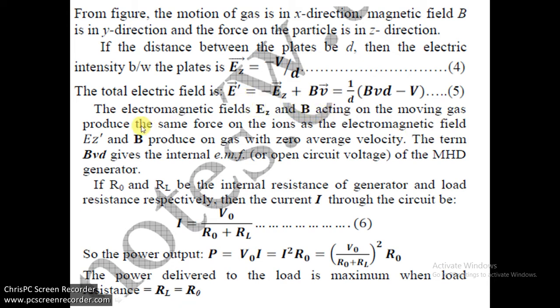Acting on the moving gas or moving charge, they produce the same force on the ions as the electromagnetic fields E dash and B produce on gas with zero average velocity. This is the concept of electric force.